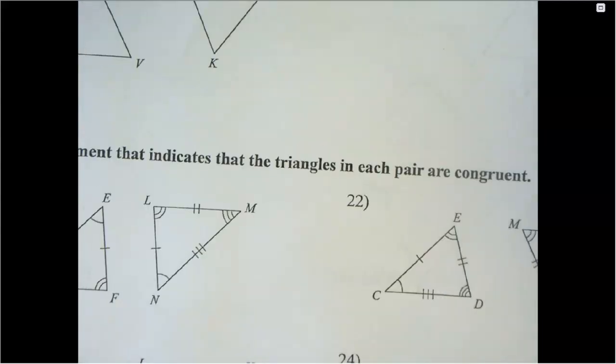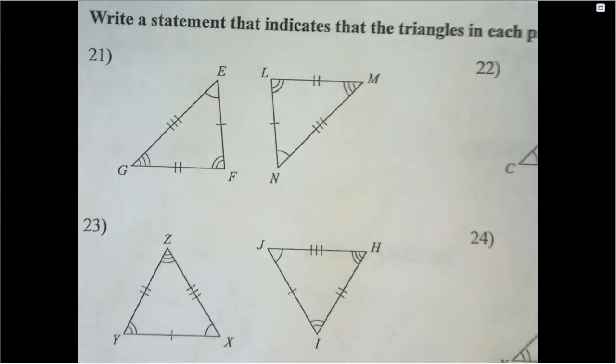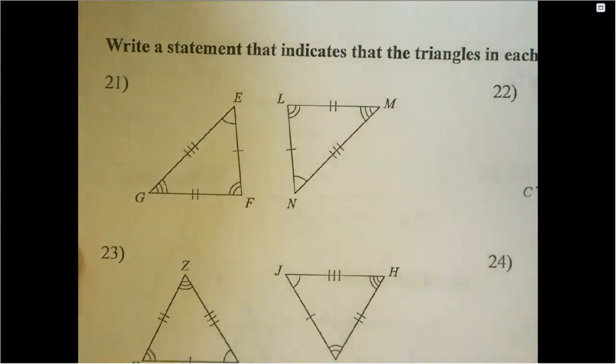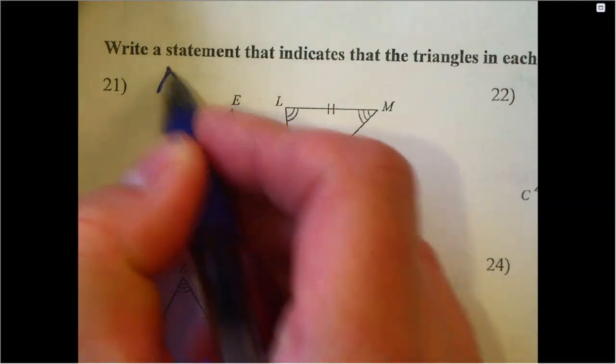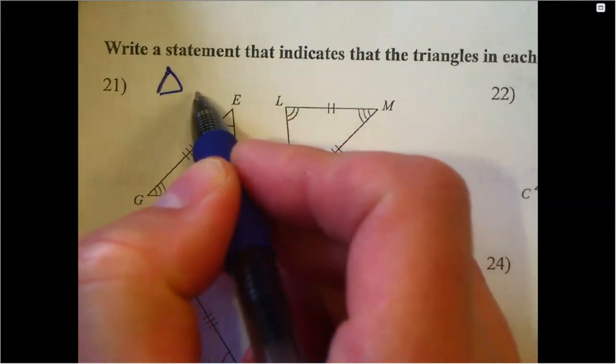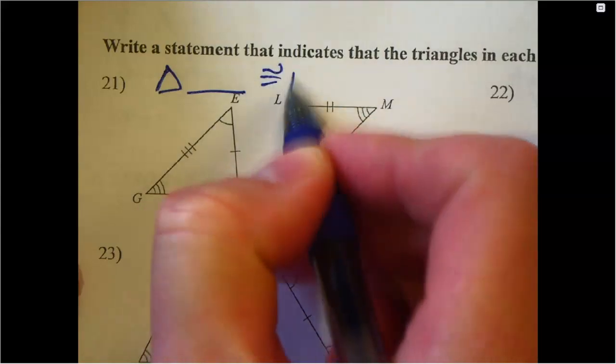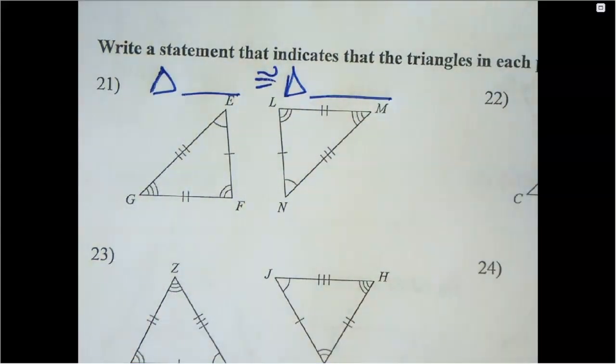Go to 21. And I think this will help the other two sink in a little more as well. Hopefully. So what I wanted to say is triangle blank is congruent to triangle blank. I have to name them properly in the same order. As long as they're the same order, it doesn't really matter which order you do it. But I'm going to show you what I think is the easiest.